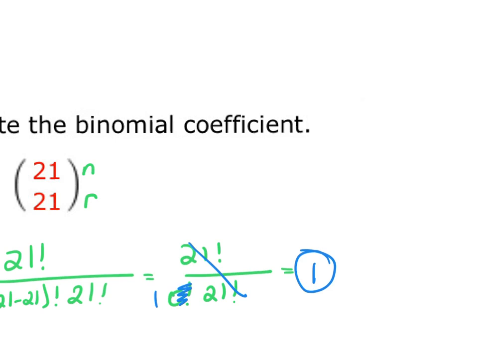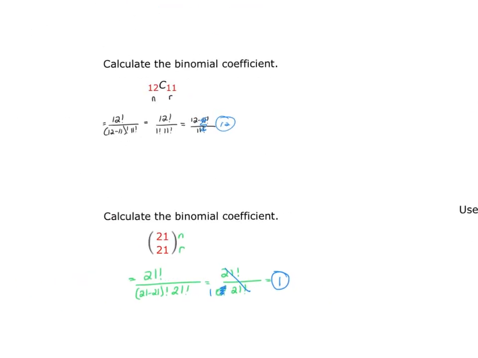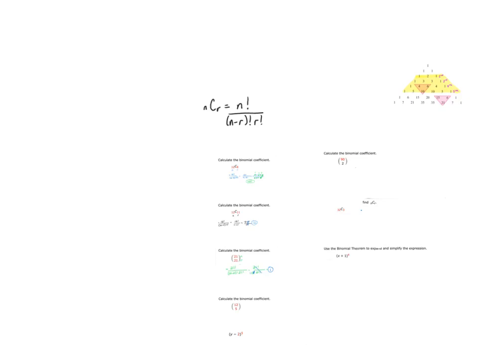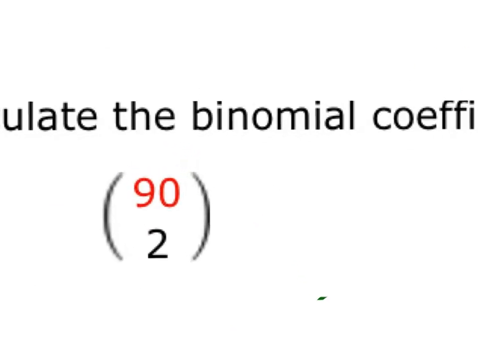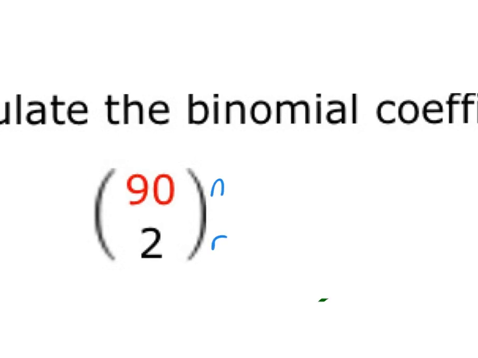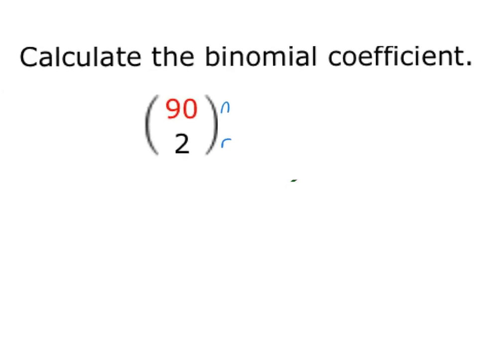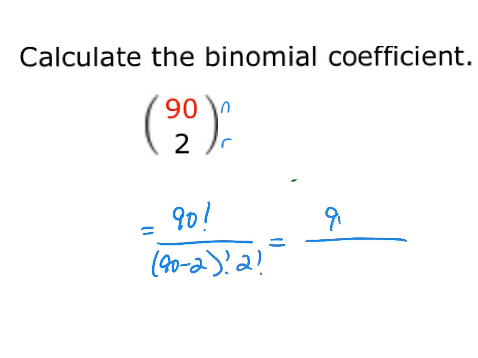Got it. Okay? All right, I think I have another one up here, right? Yeah, there's 2 more. Okay. So, my iPad's acted up. N and R, agreed? So I have 90 factorial over 90 minus 2 factorial, 2 factorial. 90 factorial, 90 minus 2 is 88, right? And then 2.